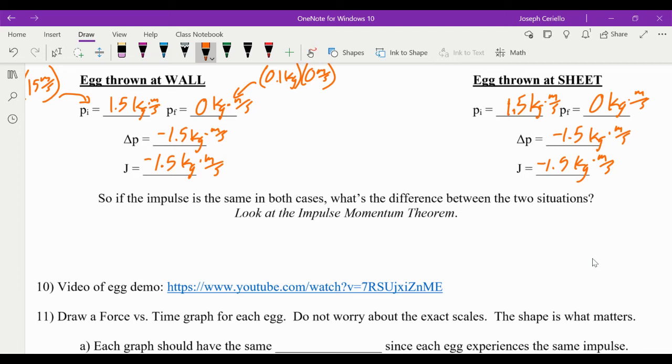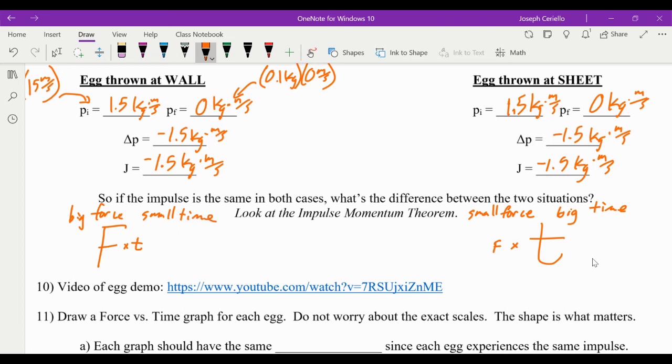In both of these cases, the impulses are identical, but in the case of the egg thrown at a wall, there is a very large force applied over a small period of time. And in the case of the egg thrown at the bed sheet, there's a very small force over a big period of time. Okay, so this is small force, big time. This is big force, small time.